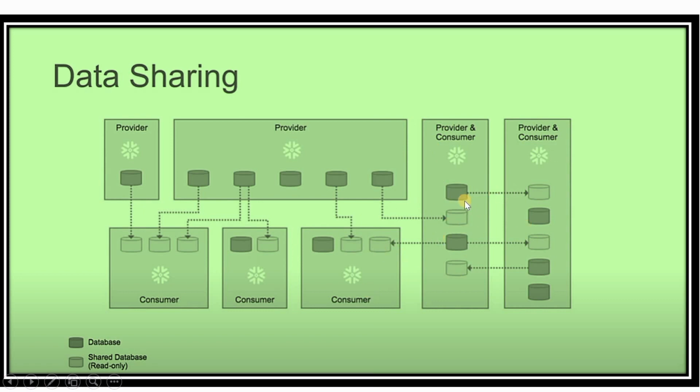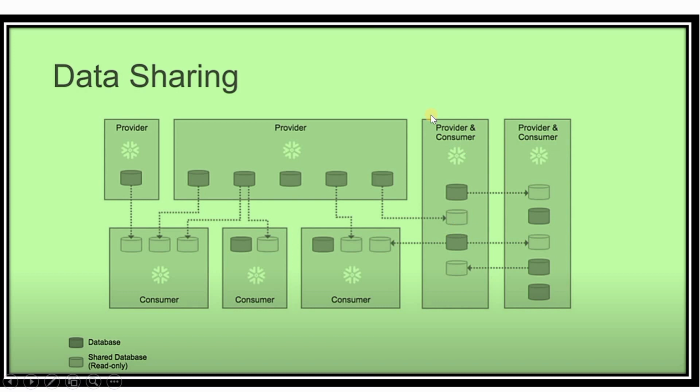Let's take an example of me also. Suppose that I have a Snowflake account. Sometimes I will share my data with other users, and sometimes I will take data from other users. So at the same time I am a provider as well as a consumer. This is basically the diagram of data sharing, and it lets you know what provider and consumer are.